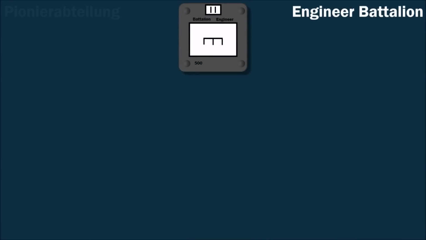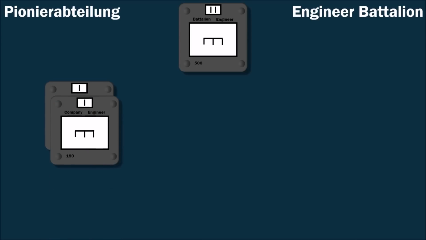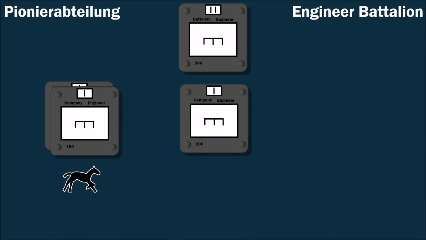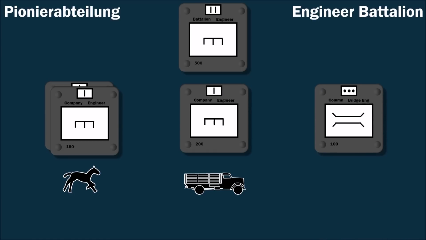This brings us to the final combat unit, the Engineer Battalion, or in German Pionierabteilung. It consists of 2 companies of engineers with horse-drawn equipment and another company that was fully motorized, and also a column for bridge equipment. This was also fully motorized, but these were not combat units actually. This column consisted mostly of people that were in charge of the transport and the maintenance of the bridging equipment.